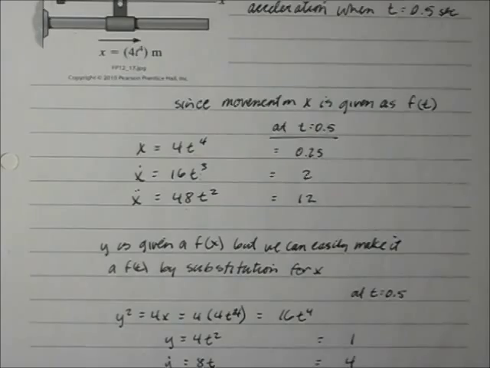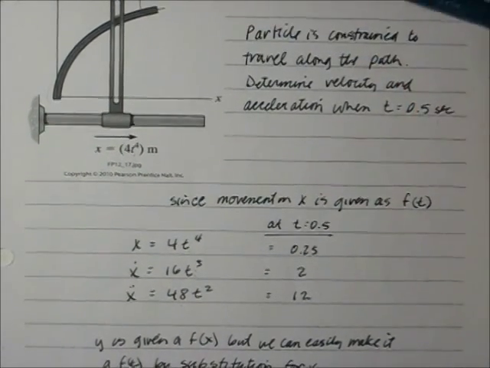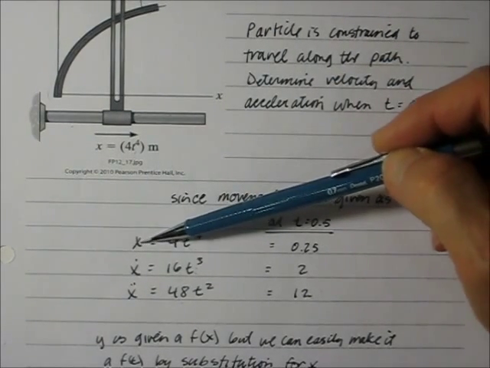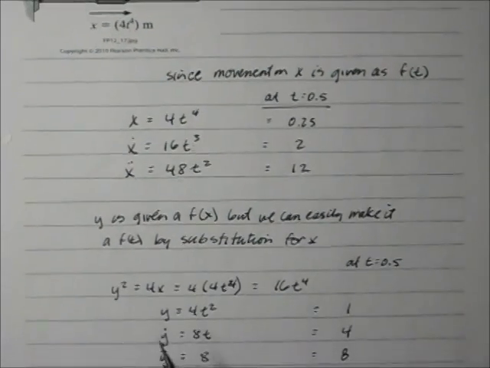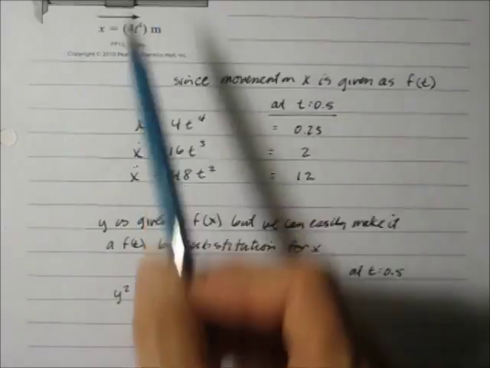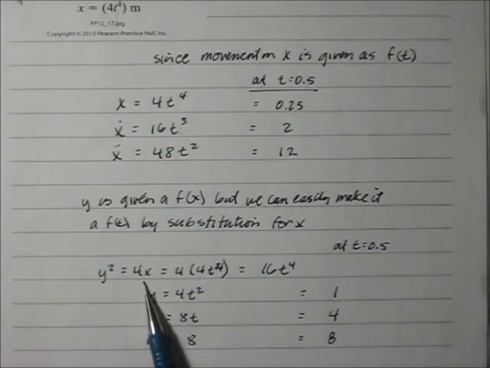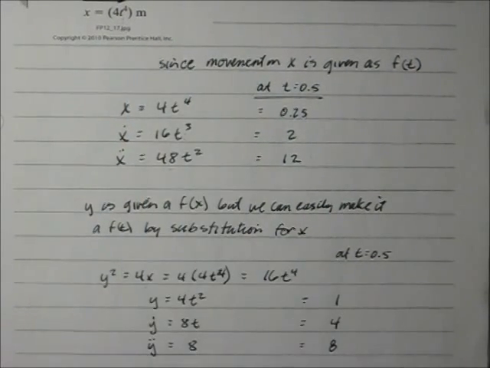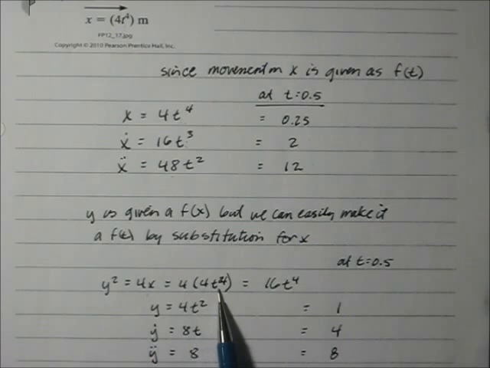Y is given in our equation as a function of x. But we can easily make that into a function of time by substituting this x of 4t into that x there. So I can say that y squared, right up here, y squared is equal to 4x, and by substituting my definition of x given in the first part of the problem, that's equal to 4 times 4t to the fourth, equals 16t to the fourth.